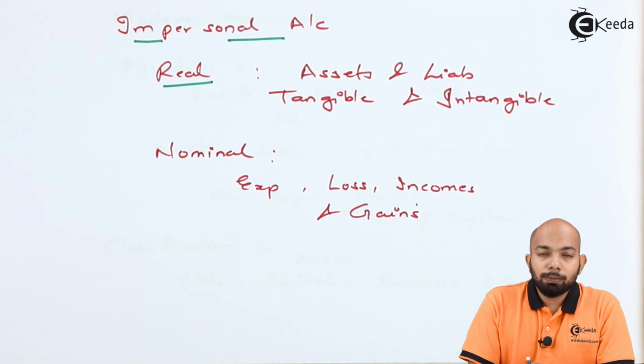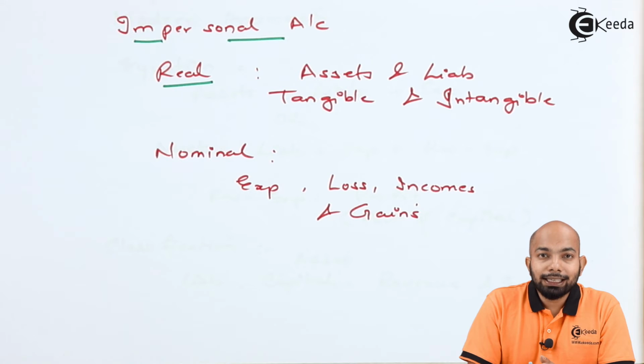Assets and liabilities will be of two kinds. Assets will be tangible assets and intangible assets. We have discussed this earlier. Tangible, that you can feel, intangible, that you cannot feel or touch. Liabilities are short-term liabilities and long-term liabilities; short-term are payable in less than 12 months, long-term are payable in more than 12 months. Now all these categories will come under impersonal account, under real account itself. Next, we'll have nominal accounts.